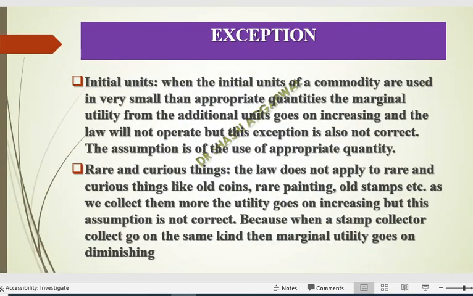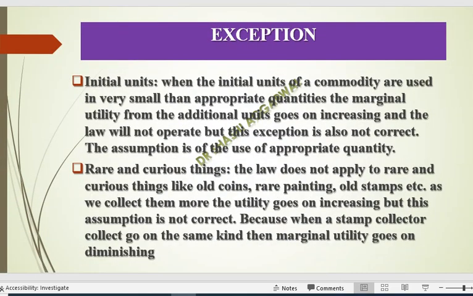So these are the exceptions which say the law of diminishing marginal utility is not applicable, but we have to tell why this law is applicable. Initial unit: when the initial units of the commodity are used in a very small, less than appropriate quantity, the marginal utility from the additional unit goes on increasing and the law will not operate. But this exception is also not correct. This assumption ignores the use of the appropriate quantity and quality.